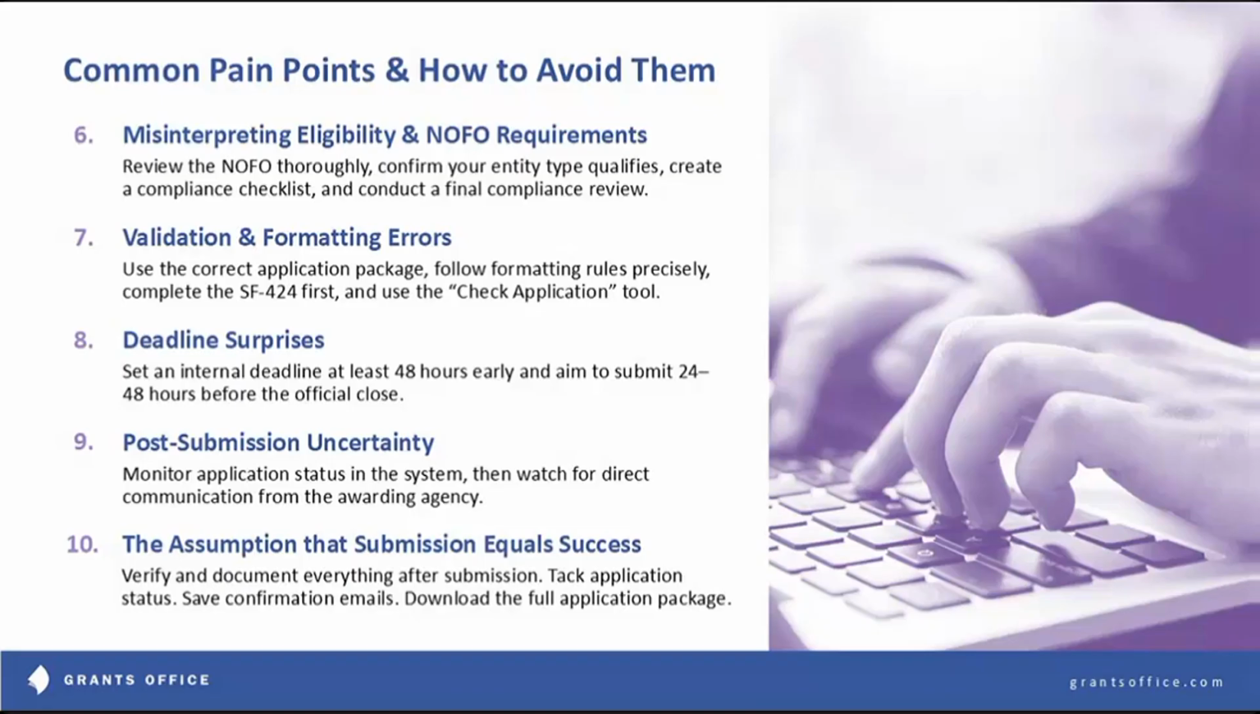So after the AOR submits, first confirm that the application status moves beyond received to validated in Grants.gov by using that tracking number provided upon submission, and address any rejection messages immediately. Save the confirmation emails, tracking number, full application package, and the final submitted PDFs for your records.